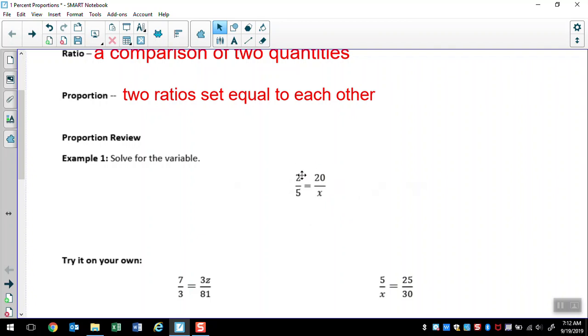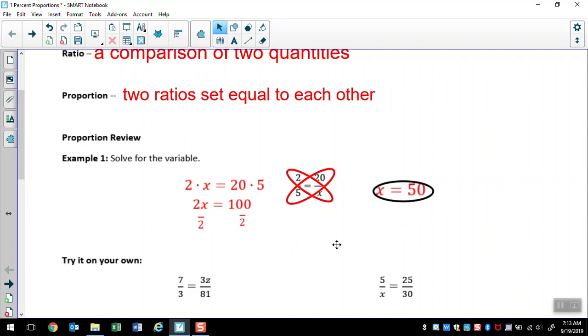So we're going to do our 2 times x and our 20 times 5. So 2 times x is going to be equal to 20 times 5. And now we can simplify that down. So 2 times x is 2x, 20 times 5 is 100. Now we're down to a simple one-step equation. So we need to undo that multiplication, and we do that by dividing. So I'm going to divide both sides by 2, and we end up with an answer of 50. X equals 50. And remember, always circle your answers.